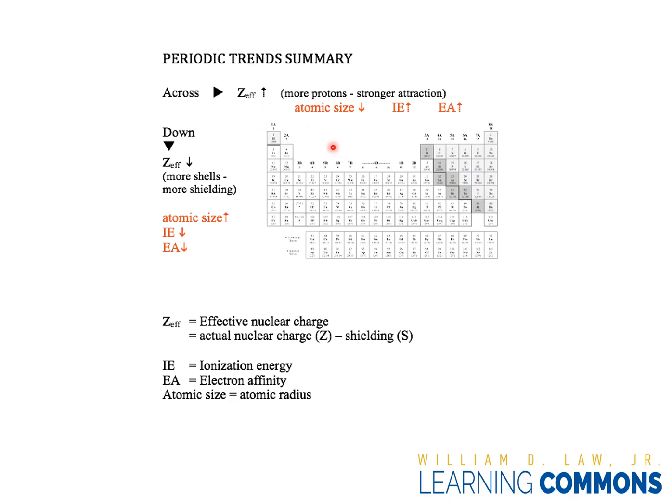And for atomic size, that means if you go down, the atomic size increases, and the ionization energy and the electron affinity decrease. But if you go up, there is a strong attraction, and both ionization energy and electron affinity increase, going from the bottom of the periodic table to the top of the periodic table.